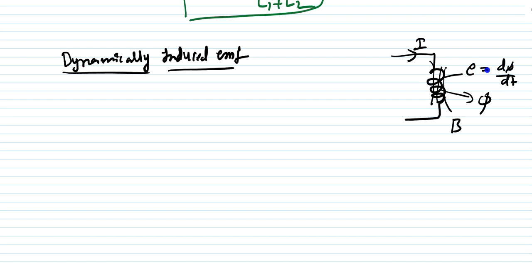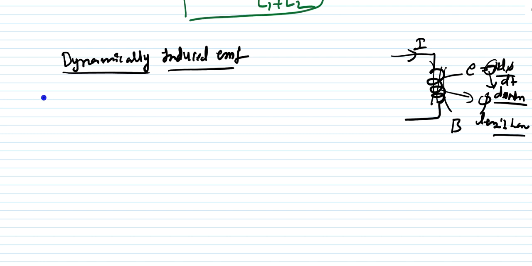If you have the number of turns, then you can write N d phi by dt, and you can put the minus here. The minus is simply not a polarity; it shows the direction of the induced EMF as per Lenz's law. This is the concept you have already gone through in the previous lecture. So what is dynamically induced EMF and what is statically induced EMF, we are going to see here.